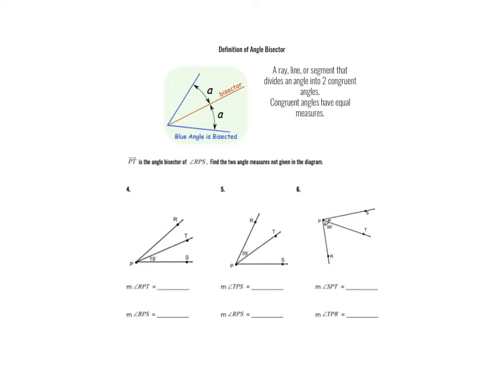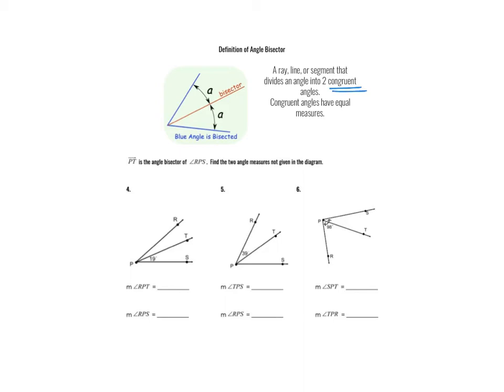Trying not to let the video get too long, but we still have to go over an angle bisector. An angle bisector, if I were to relate it to something that we talked about last week, it's just like a midpoint for a line segment. So since a midpoint creates two equal parts on a segment, an angle bisector does the same job, but for an angle. We define the angle bisector as a ray, a line, or a segment that divides an angle into two congruent angles. In geometry, this is a big word.